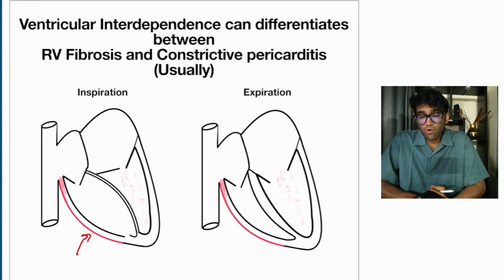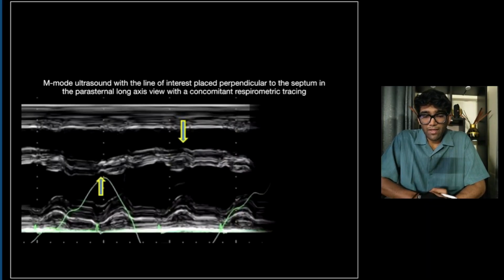So because of that positive pressure, there is actually decreased flow into the right atrium, and therefore decreased blood coming into the right ventricle. So because of that, the septum moves in the opposite direction. Okay.